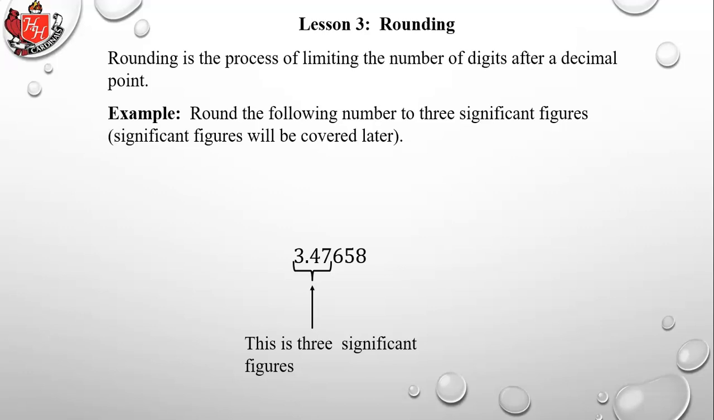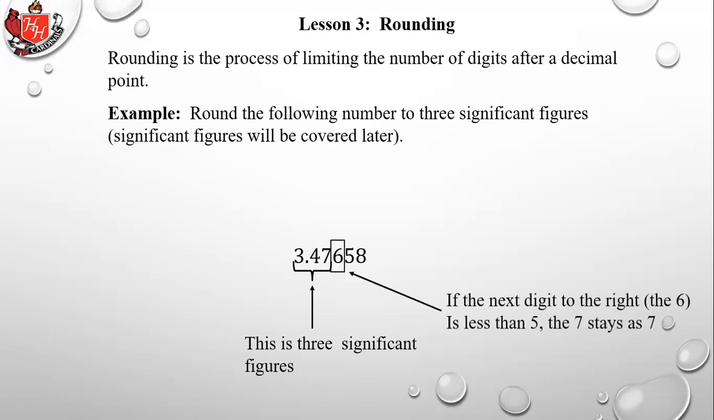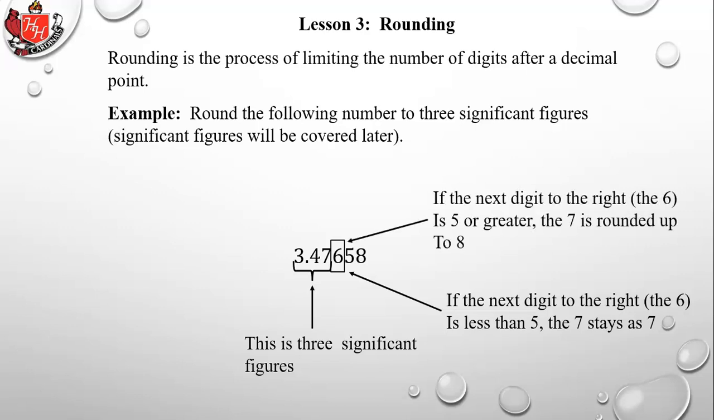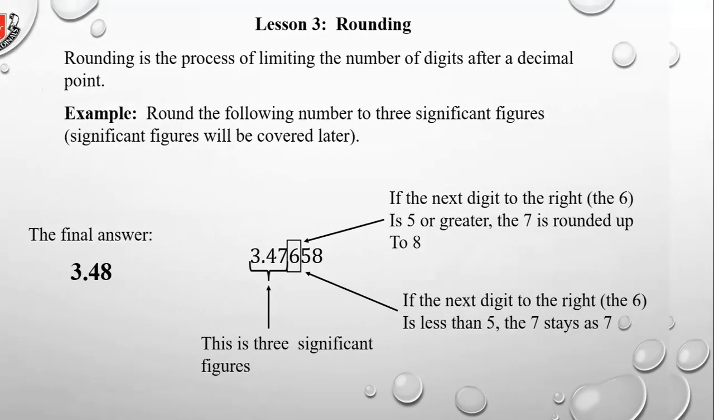So how do you determine what digits you should write down? If the next digit to the right of the 7 is less than 5, then the 7 stays as a 7. If that number is greater than 5, then the 7 rounds up to an 8. So you can see that it is greater than 5. The number 6 is greater than 5. And so that means you would round the 7 up to an 8, and so your answer there would be 3.47. So that's how rounding works. I think you have done that before.